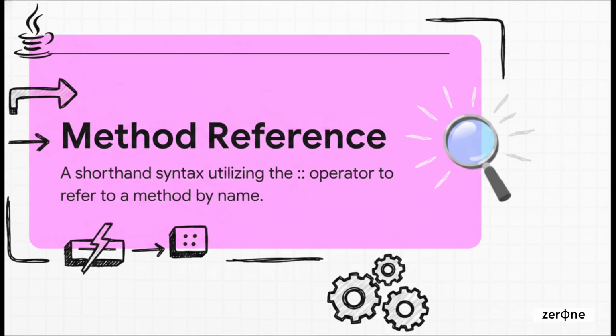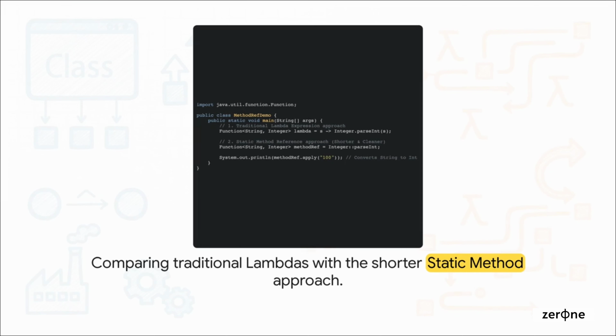Think about this for a second. Frequently, the body of your Lambda expression doesn't actually do any complex logic. Often, it simply takes the input parameter and passes it directly to an already existing method. Well, if a Lambda is doing literally nothing but calling an existing method, we can condense it even further using a method reference. This utilizes the very cool double colon operator to point directly to a method just by its name. And this brilliantly illustrates the difference.